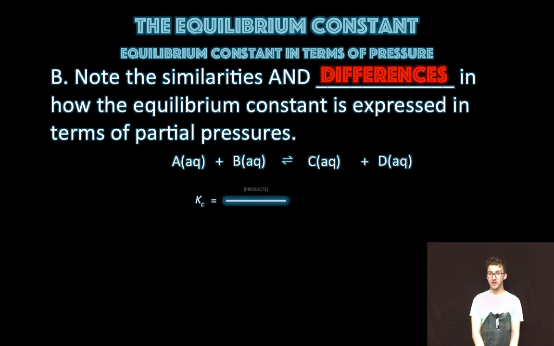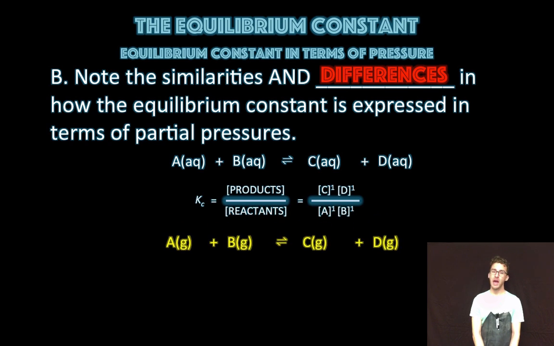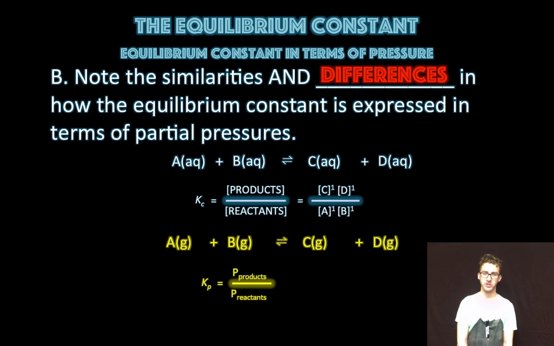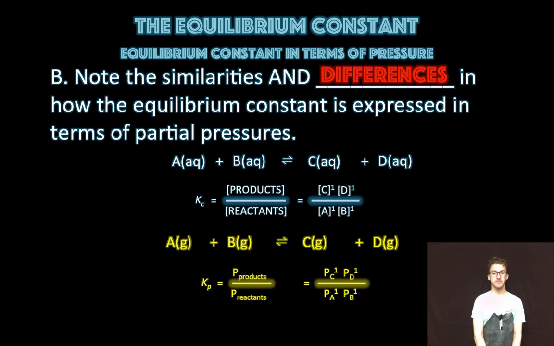Okay, so let's first look at a generalized equation in which we have aqueous reactants and products. Our equilibrium constant, concentration of products over concentrations of reactants. Boom. Now let's look at an equation involving gases. Kp is expressed as the partial pressure of the products over the partial pressure of the reactants.